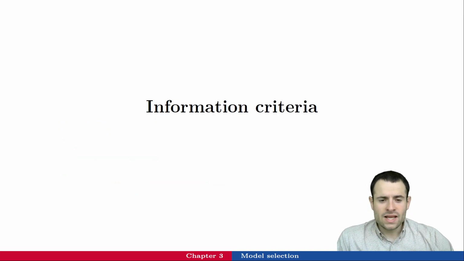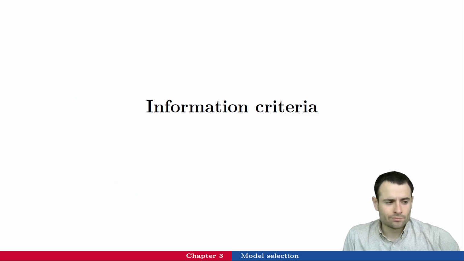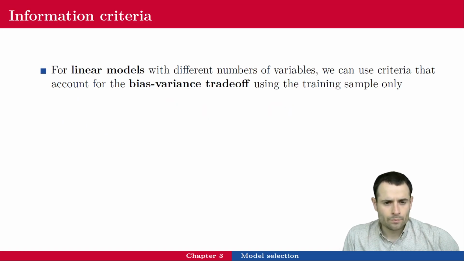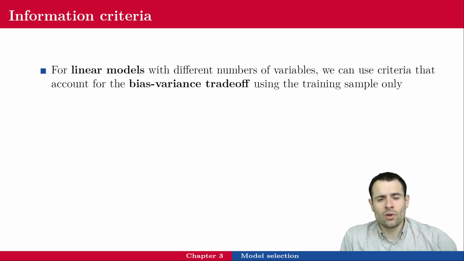So let's get into information criteria. For linear models with different numbers of variables, we can use some sort of criteria that account for the bias-variance trade-off using the training sample only. We don't need to check how this is working on another sample. The formula will already include the fact that too flexible is not good, too rigid is not good either.